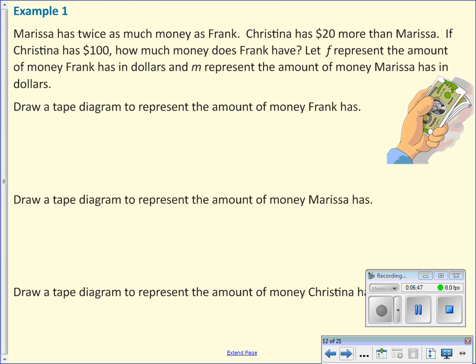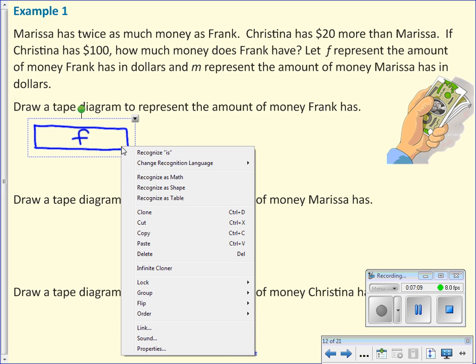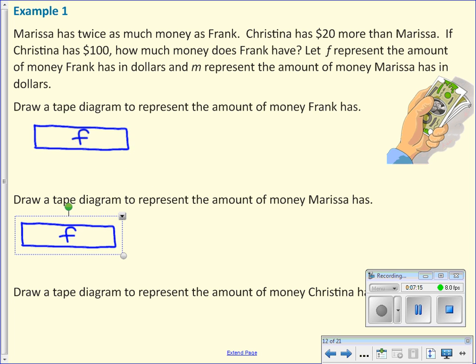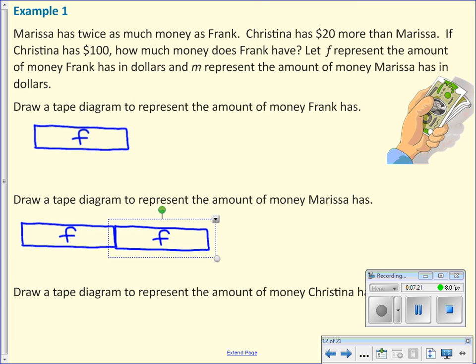Marissa has twice as much money as Frank. Christina has $20 more than Marissa. If Christina has $100, how much does Frank have? So let F represent the amount of money Frank has in dollars and M the amount of money Marissa has. So that's Frank. Frank has F dollars. Marissa has twice as much. So if Marissa has twice as much, we take 2 of Frank's, and that equals Marissa.